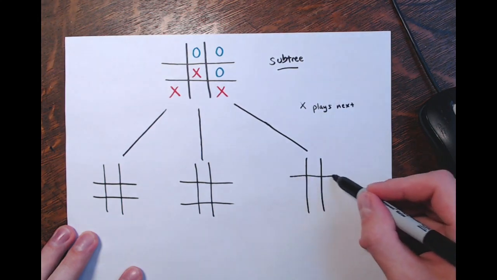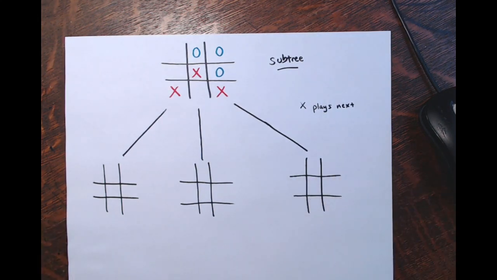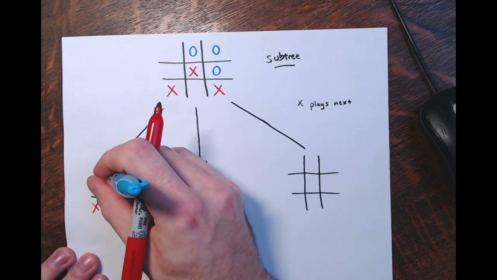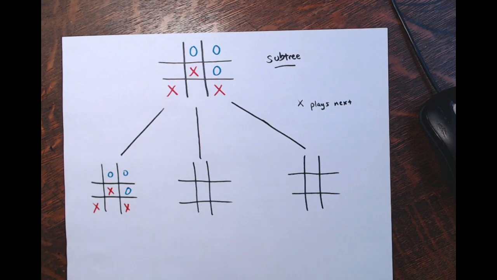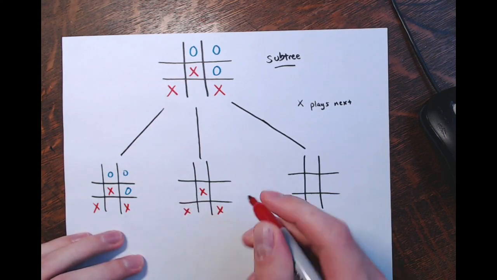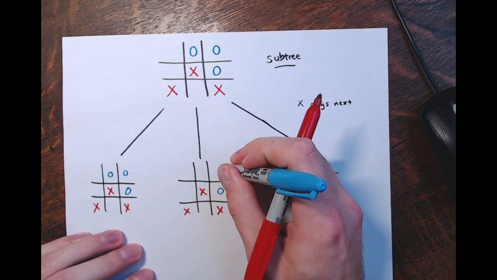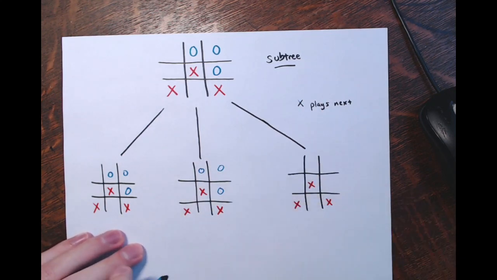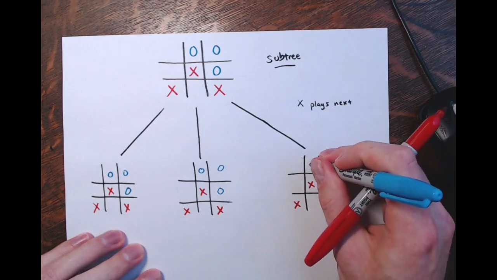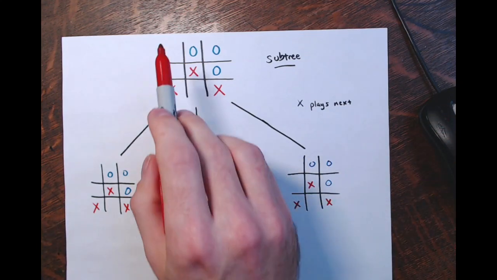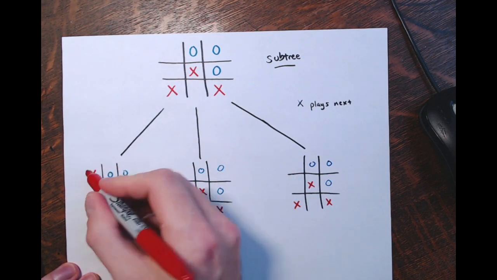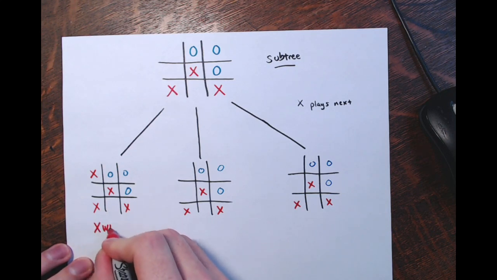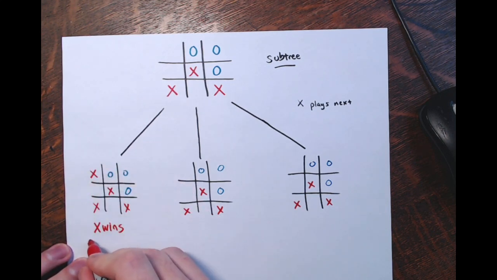Three different configurations. Alright, so I'll just make the same configuration again for all 3 of these. And then we'll just add an X into one of the blank spaces. Alright. So again, X could play here in the upper left corner. And look, X wins. In that case, you got 3 in a row diagonally. So this is a leaf.